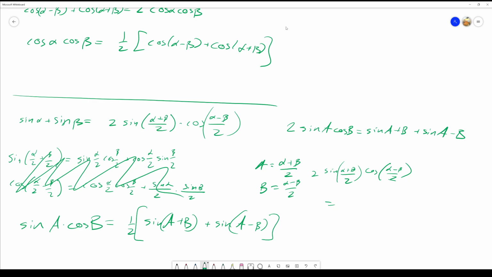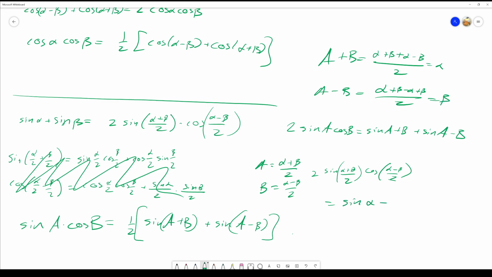And on the right, if you add A plus B together, you see that A plus B is going to be alpha plus beta plus alpha minus beta over 2, which is just alpha, and A minus B is alpha plus beta minus alpha plus beta over 2, which is just beta. So you're going to get sine of alpha plus sine of beta, just like we wanted. So these things can be derived from the formulas we already have, but they're complicated enough that they can be tricky to memorize, which is why I don't. Anyway. All right.